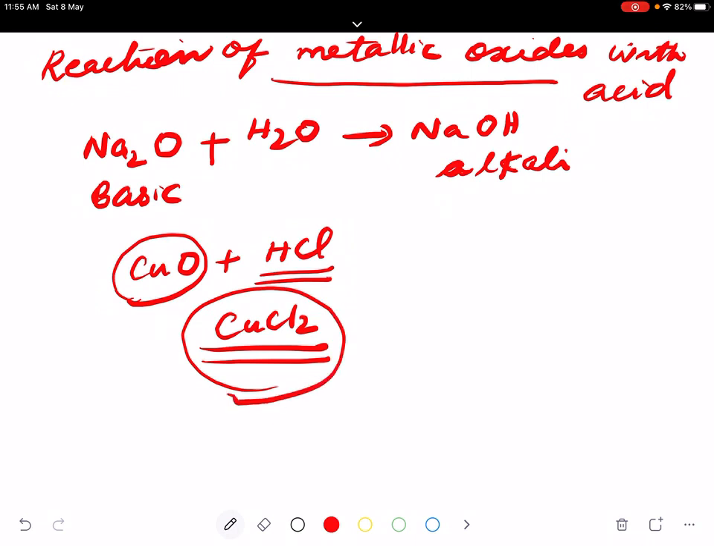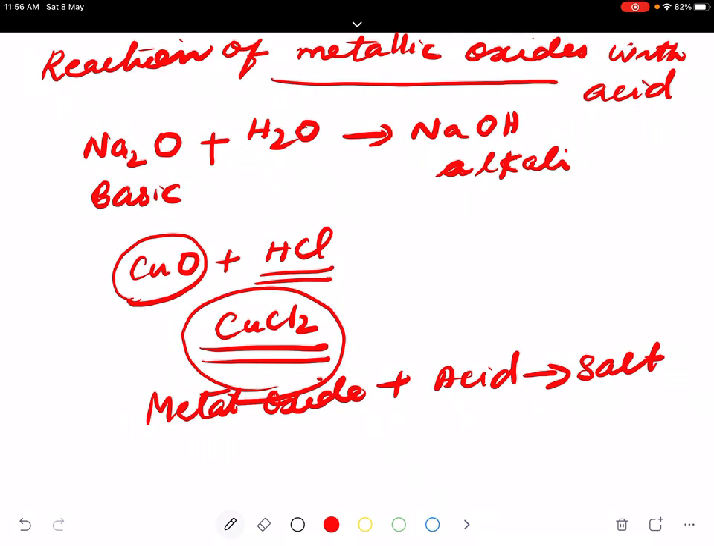So the general reaction between a metal oxide and an acid can be written as metal oxide, that is basic, plus acid, similar to base plus acid, gives salt plus water.